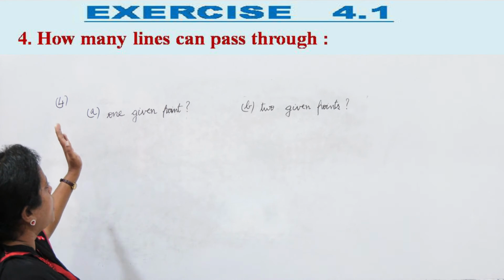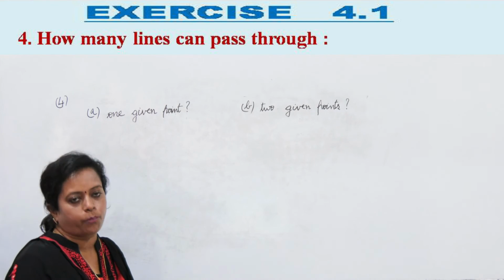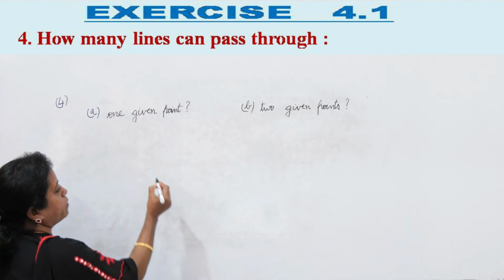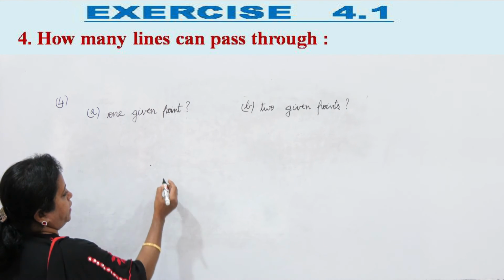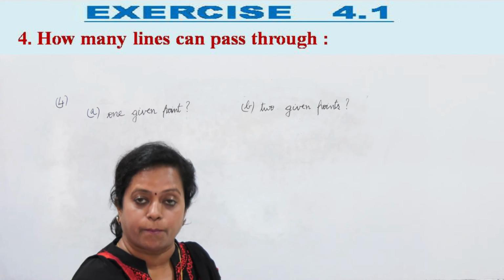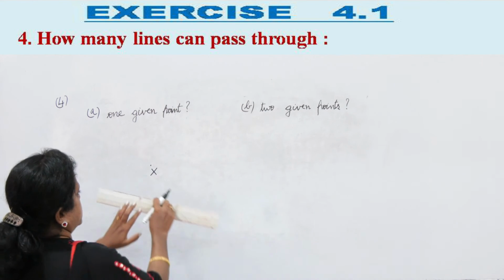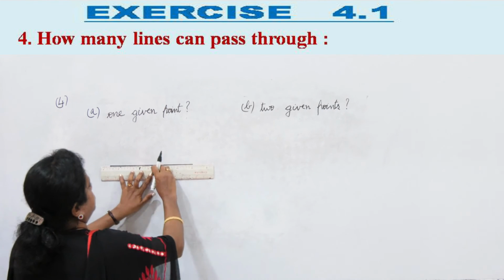So the question is how many lines can you draw when you have one given point? Okay, so let us take one point, and remember, how do we name the point? Use any capital letter. Now you have to see how many lines can pass through this given point. I can draw a line in this direction.